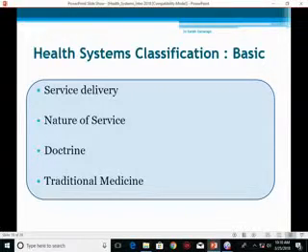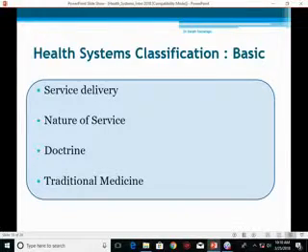Then there is the doctrine. The doctrine is the philosophy. What are the two broad systems that we have? One, we practice the allopathic system, and then we also have the traditional or Ayurvedic system. So there are homeopathy and various other systems. So that is the doctrine. You can remember the table I showed you last time to classify the health system, and then we have the traditional medicine.